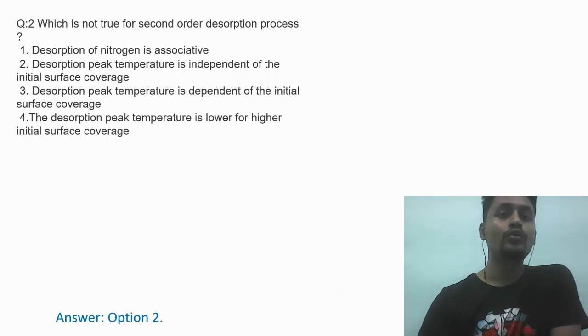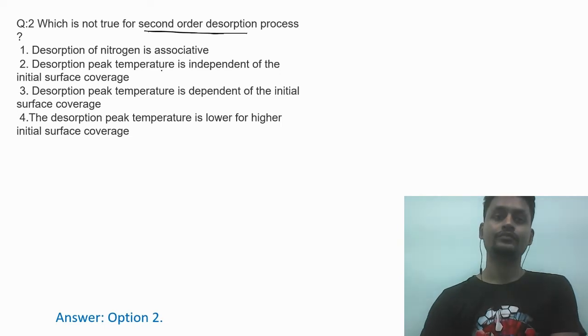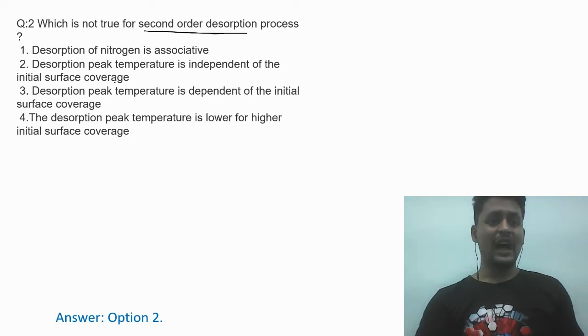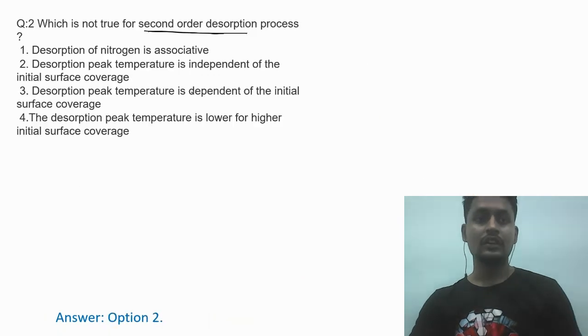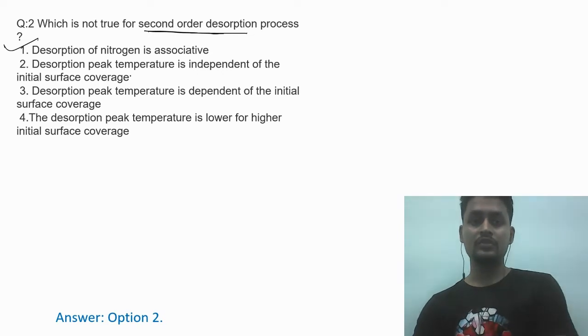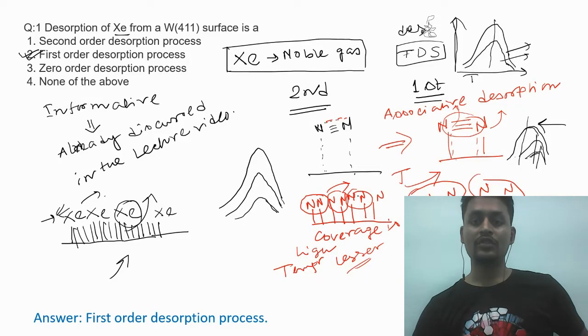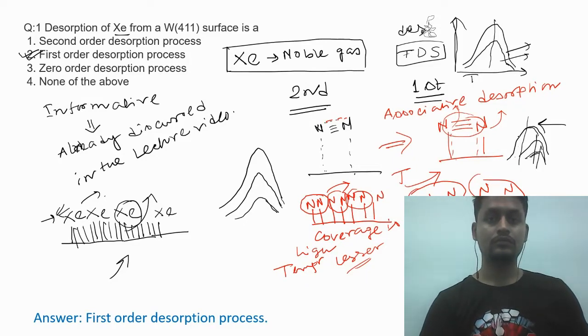So which is not true for second order desorption? Which is not true for second order desorption process? So I have talked about first order desorption and also second order desorption. Now, desorption of nitrogen is associative, that we already discussed. This is true. Now, desorption peak temperature is independent of the initial surface coverage. What we have seen is that, depending upon the surface coverage, the peak position actually changes, right?